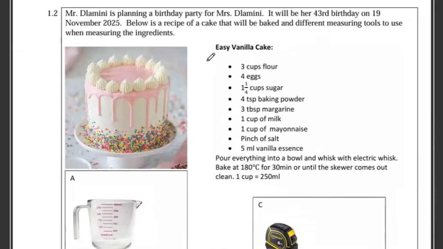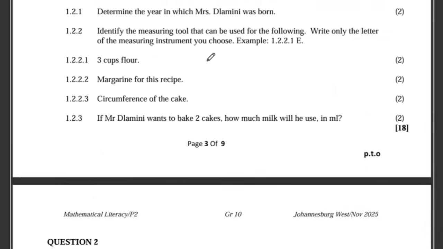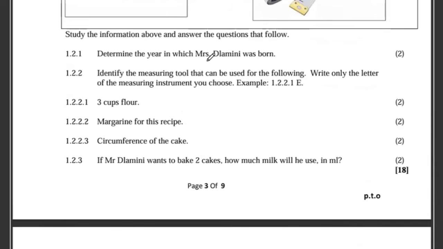Below is a recipe of a cake that will be baked and different measuring tools to use when measuring the ingredients. Now the person is turning 43. This is 2025. So we shall say 2025 minus 43, and the answer becomes 1982. That's how we get the year when the person was born. Sorry, it's the current year minus the age. You get the year when you are born.